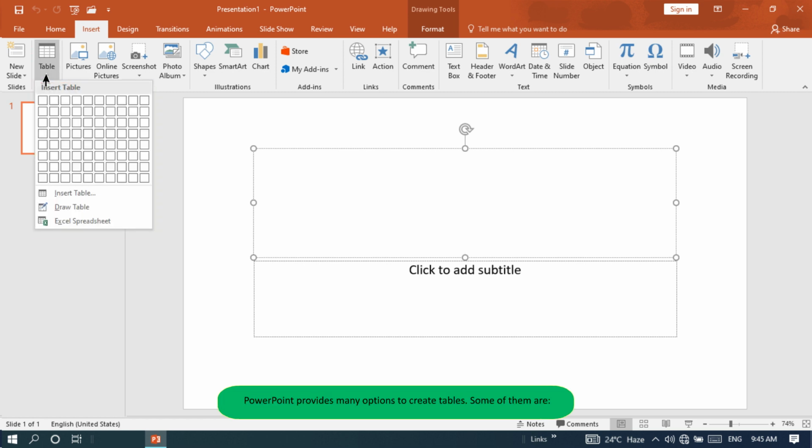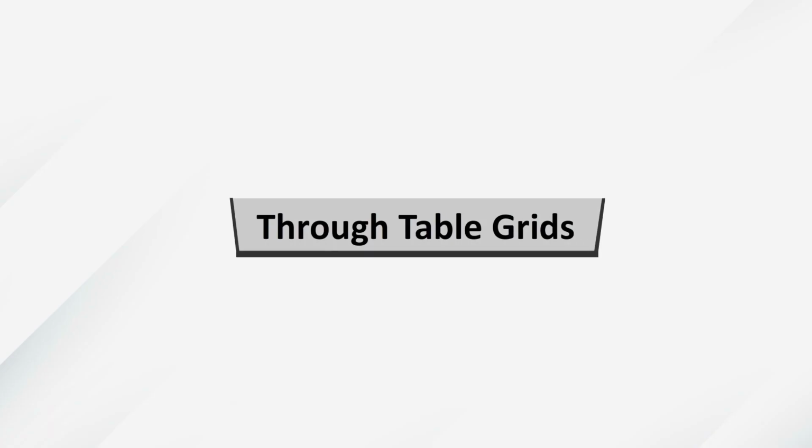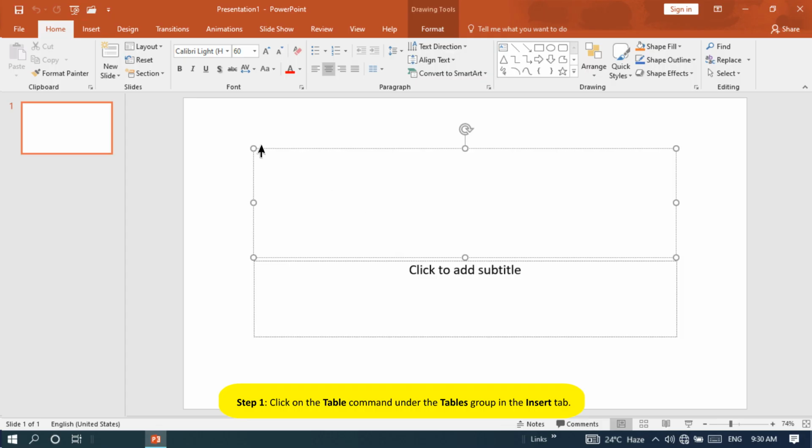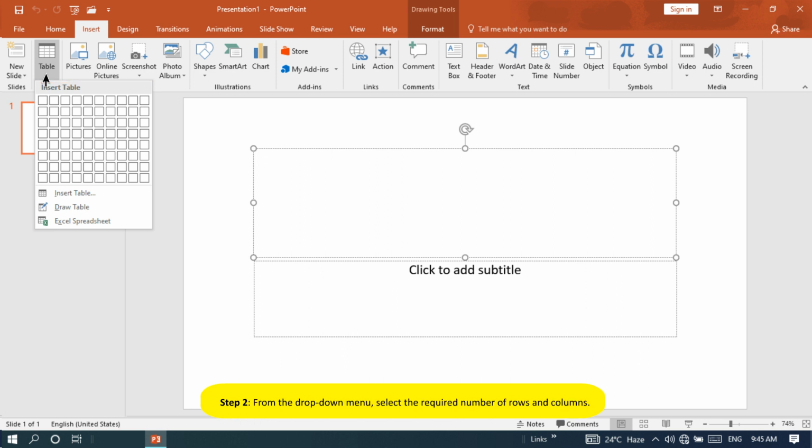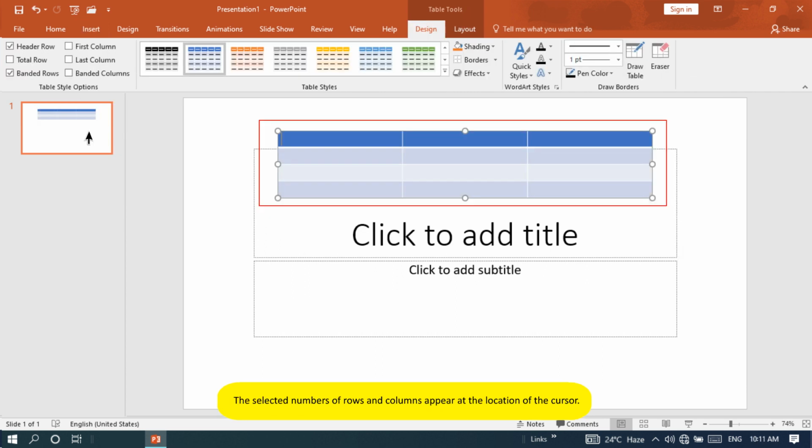PowerPoint provides many options to create tables. Some of them are through table grids. Step 1. Click on the Table command under the Tables group in the Insert tab. Step 2. From the drop-down menu, select the required number of rows and columns. The selected numbers of rows and columns appear at the location of the cursor.